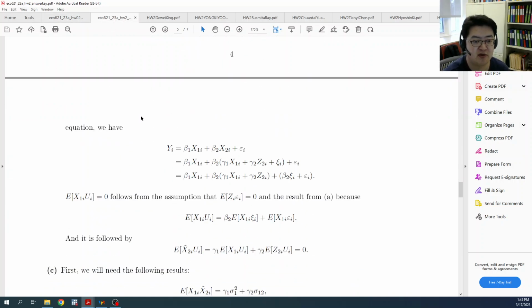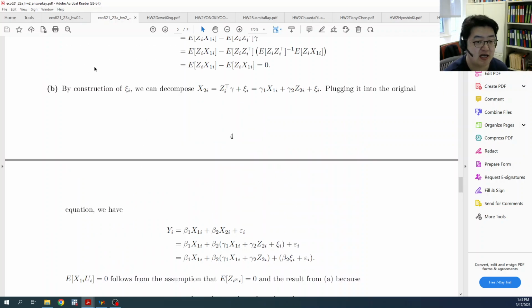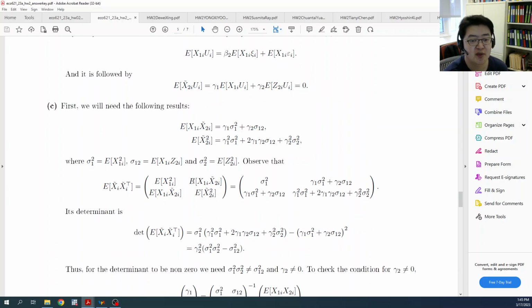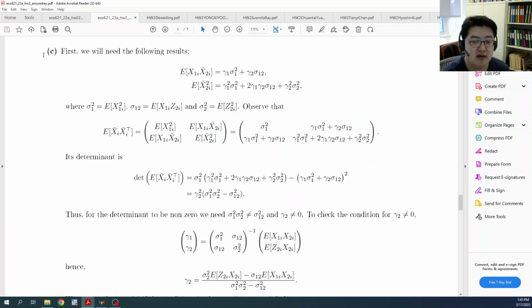So skip the first two. If you want to see the answer, you can read my answer. So in part C, what you have to think about is this matrix. So x tilde is x1 comma x2 tilde, the fitted value x2, and it is a matrix like this.